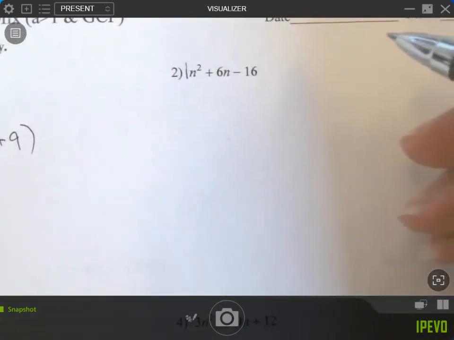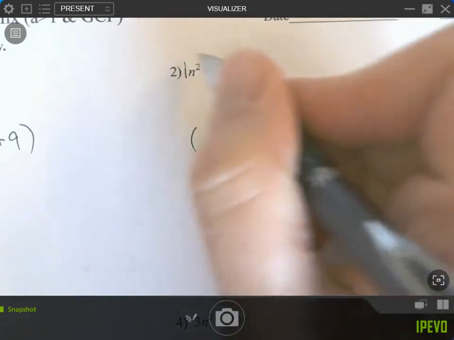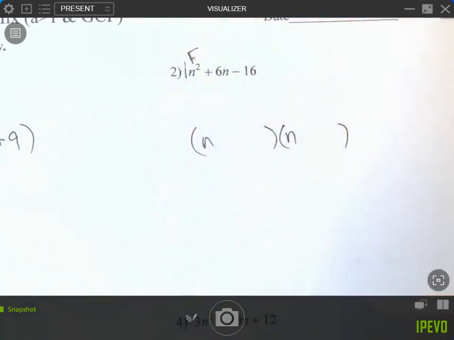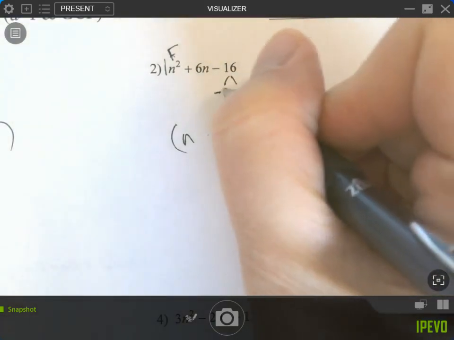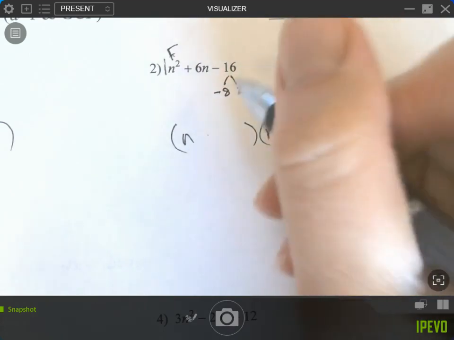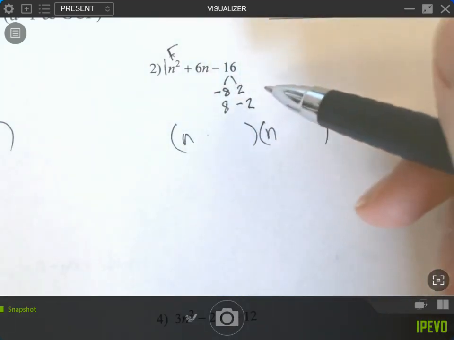All right, so what do we do here? 2 sets of parentheses. What should I put in first? N times N. Okay, now I'm using pen, but I'm going to move to pencil probably a little bit. I need factors to get negative 16. So tell me about that. Okay, so if you do negative 8 and positive 2, it adds up to negative 6. So you told me to do what? 8 and negative 2. So it's the same idea.